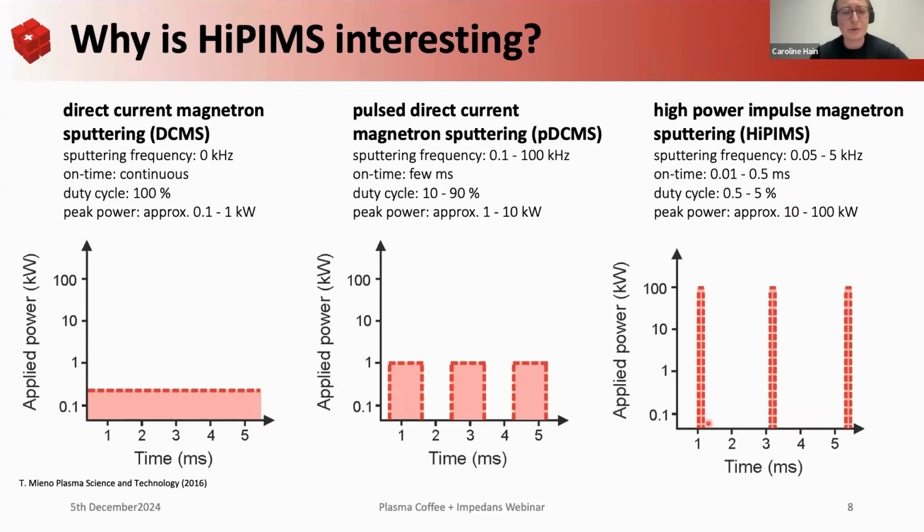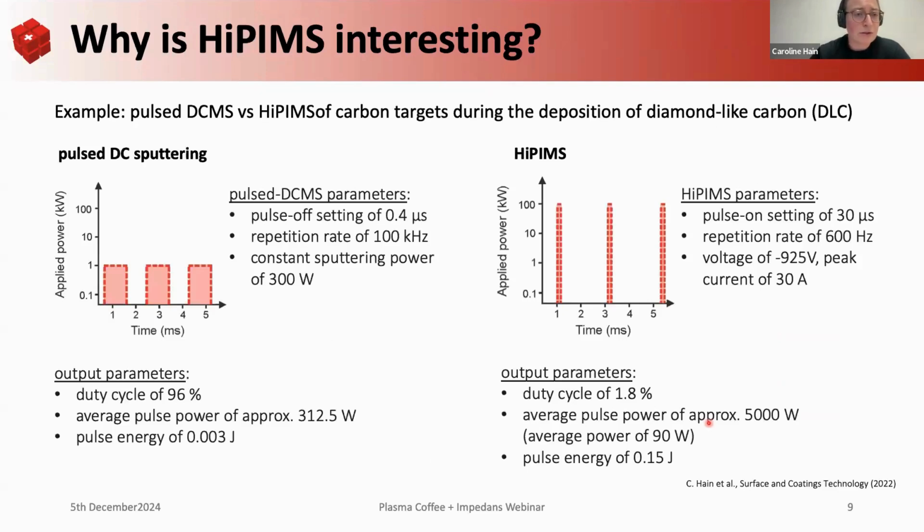To put this into context, in my work on diamond-like carbon, we did pulsed DCMS and HiPIMS. Here are just the conditions. For pulsed DC, we had a pulse off time of 0.4 microseconds, a repetition rate of 100 kilohertz, and a constant sputtering power of 300 watts. For HiPIMS, the pulse on time was 30 microseconds at 600 hertz, with the voltage set above 900 volts, and then we reached a peak current of 30 amps.